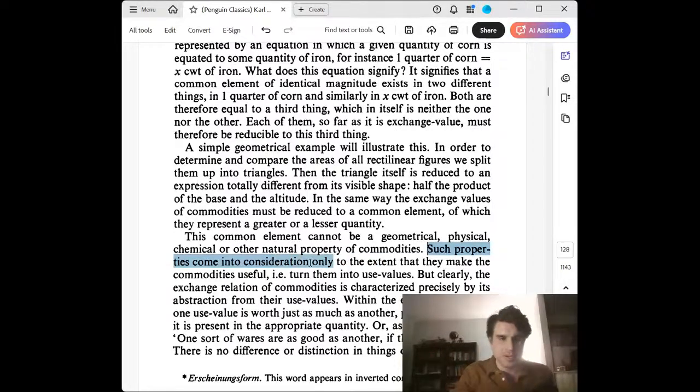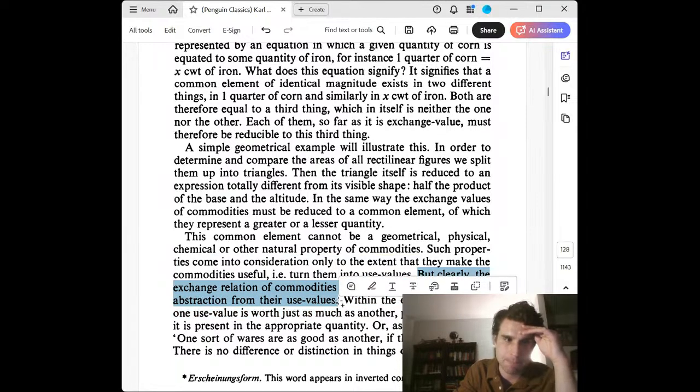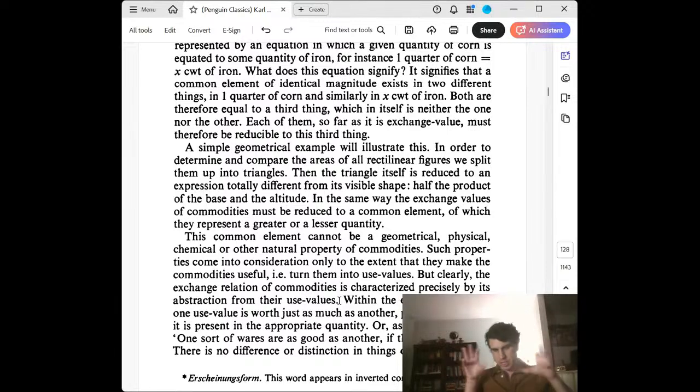Such properties come into consideration only to the extent that they make the commodities useful, that is, turn them into use values. So, right, use values depend on the material, physical things. But clearly the exchange relation of commodities is characterized precisely by its abstraction from their use values. So when we exchange things for each other, we're looking at them in terms of this magnitude, and these things can be replaced with each other.